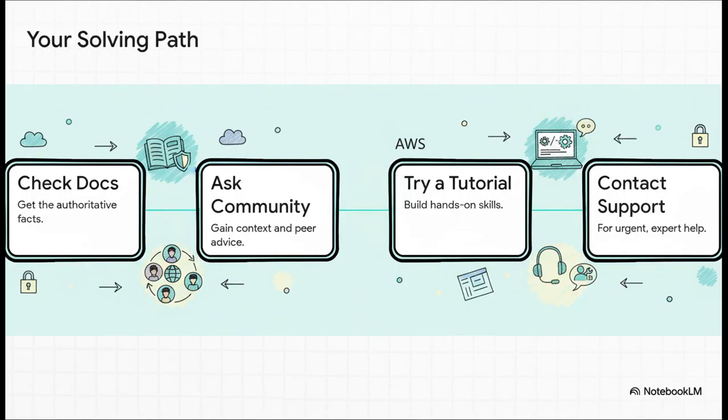So let's put it all together. What you have now is a logical, step-by-step path for solving problems. You start with the official docs for the hard facts. If you need some context, ask the community. To build your skills, try a tutorial. And if all else fails, you contact AWS support. It's a clear escalation path that saves you time and gets you to the right answer fast.